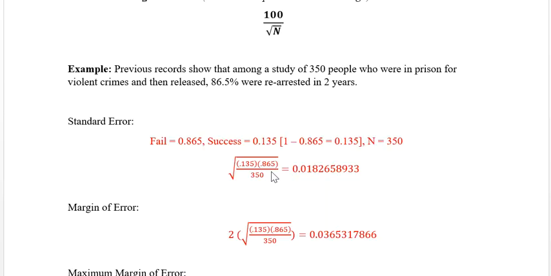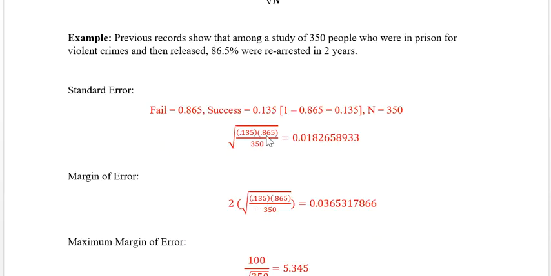Now this is important, and this comes down to entering it in your calculator correctly. You have to make sure you're not just taking the square root of 0.135 or 0.135 times 0.865. You need to make sure you put parentheses around this whole piece inside of the square root. So it would be square root, parenthesis, 0.135 times 0.865 divided by 350, and then close your parentheses. But you want to make sure that you have enough parentheses around here to get this answer.